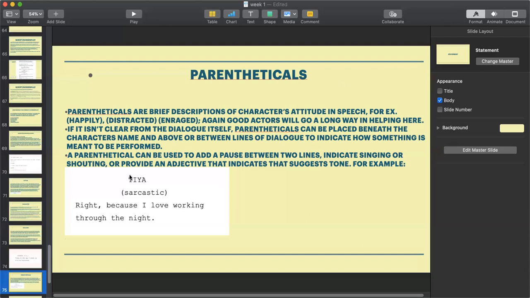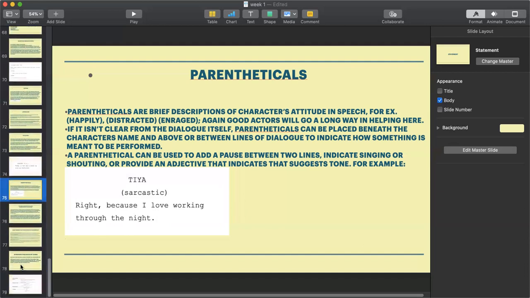Okay. So here it is written, for example, Tia, bracket sarcastic. You know when you are speaking in a sarcastic tone, right? So I'm reading it normally and then I'm reading it sarcastically. Normally it will be, right, because I love working through the night. This is a normal dialogue. But I have written sarcastic. So Tia is speaking in a sarcastic way. Right, because I love working through the night. Okay, so this is the difference. So you can explain this difference in the script by mentioning parentheticals.